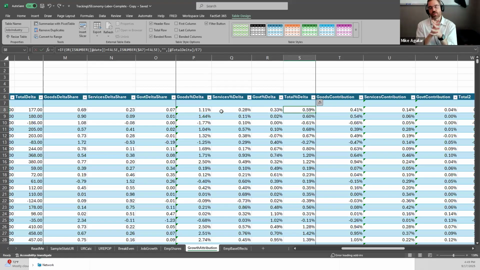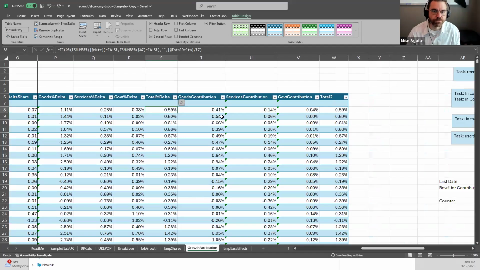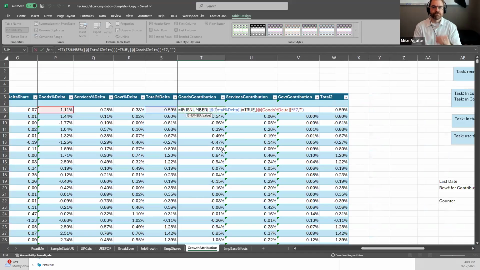Okay, contributions. We're getting closer to what we need. Contributions are the share times the percent delta. Now, watch when you look at the formula. Let me scooch over. I clicked on row 8, and it is the goods percent delta times F7. So I'm referencing something in row 8, multiplying it by something in row 7.